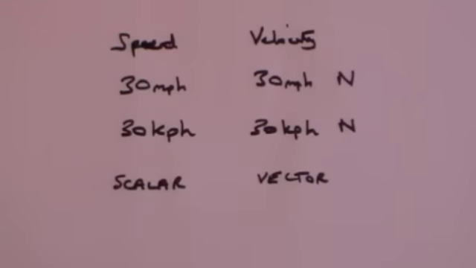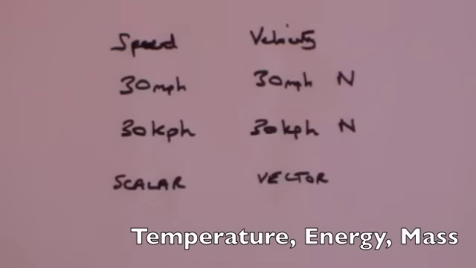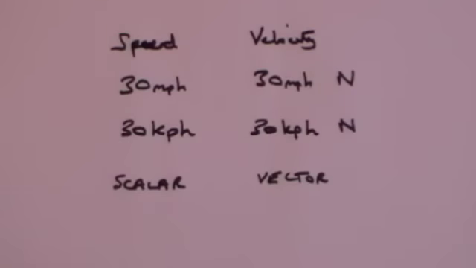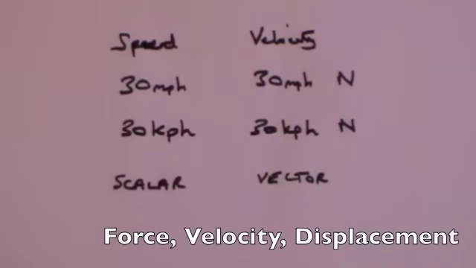Examples of scalar would be temperature or energy or mass. None of these things have directions. Whereas vectors would be things like forces. If you have a force, it pushes in a particular direction. Or velocity, as we've seen, or even a thing called displacement. In other words, a distance, but a distance in a particular direction. All of these are vectors.